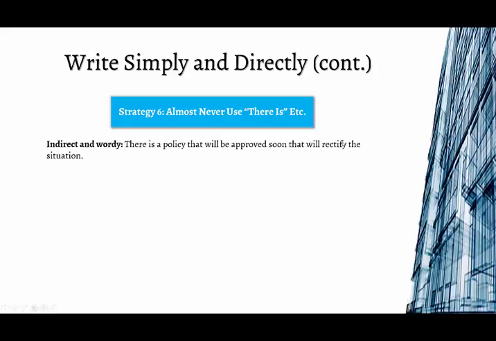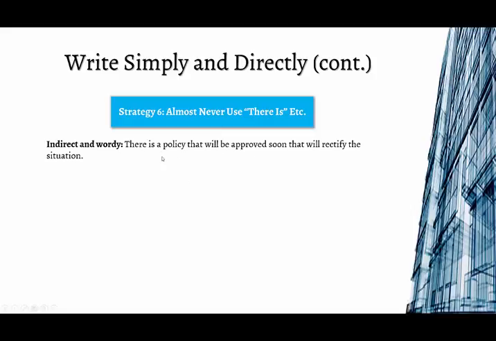Again, another indirect way of writing. There is a policy that will be approved. Instead, we can usually just remove the there is or there are and say, policy will be approved. Or we could even make it more concise, maybe something like, a new policy will rectify. That loses a little bit of the idea, so maybe we want to keep it. But the point is we don't need this there is.